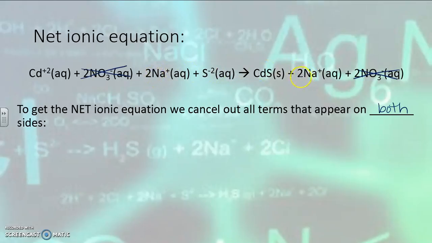We have 2 sodium ions on the other side, so we're going to cancel those out as well. All right, sulfide ion with a -2. No, it's not there. So after we've crossed out all the like terms, or the terms that appear on both sides, we rewrite whatever's left over. So cadmium with a +2 plus sulfur with a -2, and that gives us cadmium sulfide. And that is our net ionic equation.